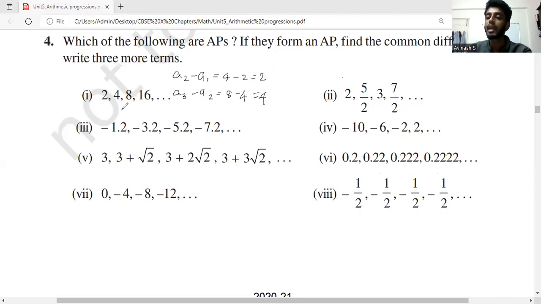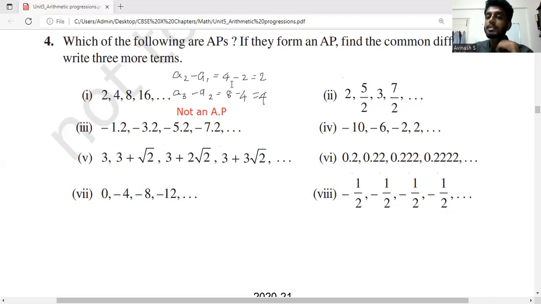A2 minus A1, second term minus first term, is 2, whereas the third term minus second term is 4. We can clearly see that the differences do not match. So therefore, it is not an AP. This is the conclusion for the first subdivision.